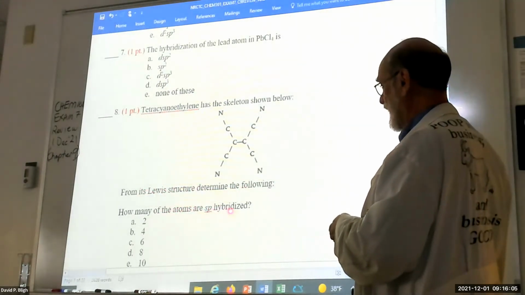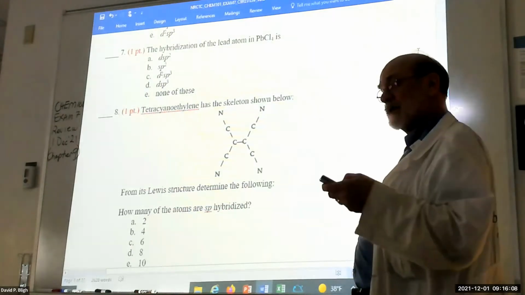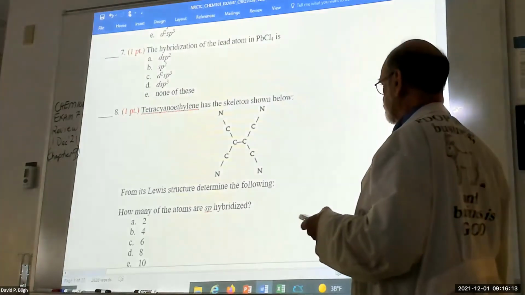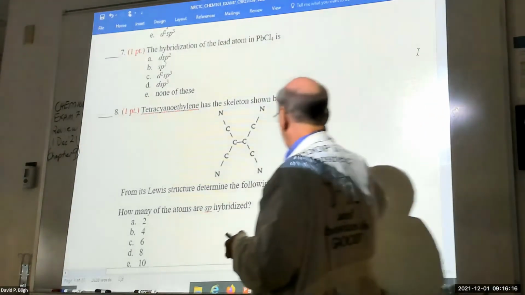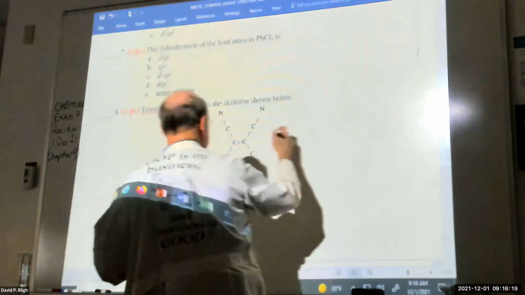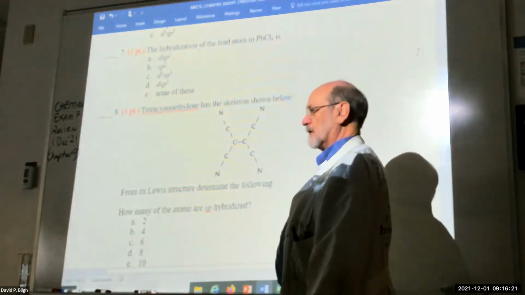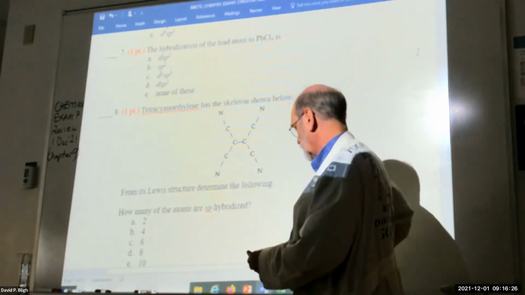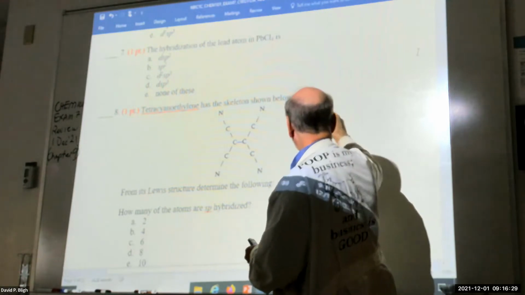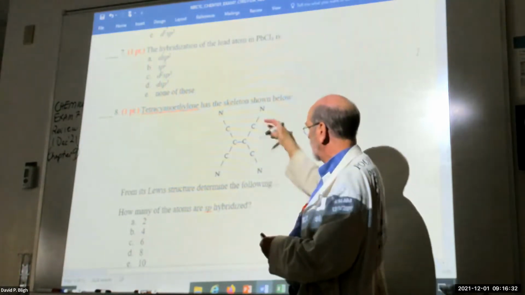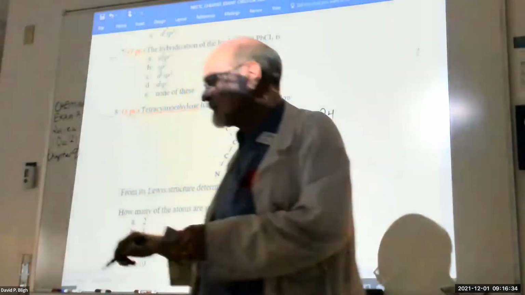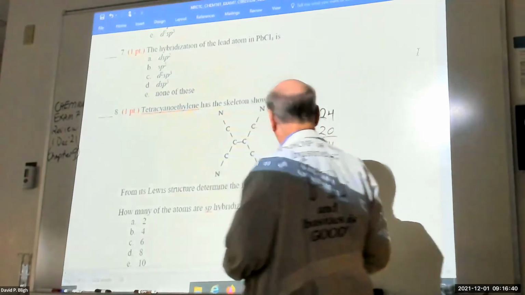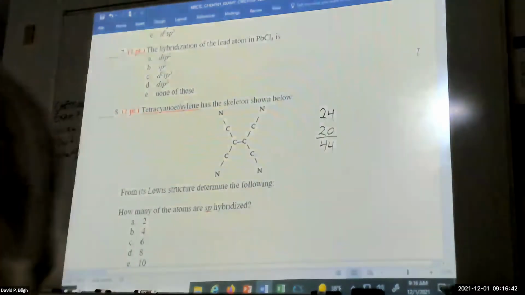How many atoms are sp hybridized? sp hybridized means that there's probably a triple bond in there somewhere. Okay, so let's say we've got 6 carbons, 4 times 6 is 24, right? The marker that works. 24 for the carbons, and then the nitrogens are 5, 4 times 5 is 20. 44 electrons. Check myself. Yeah.